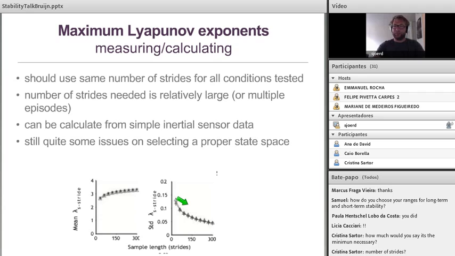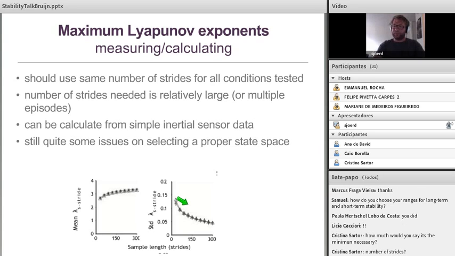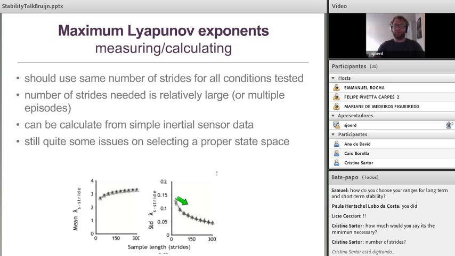What we've also done more recently is to use shorter epochs, multiple shorter epochs. And that seems to work as well. Of course, the number of strides also depends on what's your goal. If you want to show differences between groups and you're going to show differences that are really large, then you can do with less strides probably, because then the variability between your conditions or between your groups is going to be larger than variability because of bad estimation of your measures, imprecise estimation of your measures.